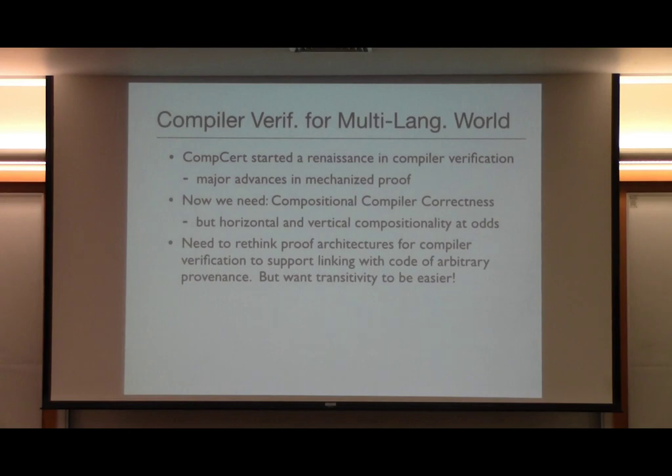I think the last bullet is really the only one that needs to be said. We need to rethink proof architectures for compositional compiler correctness so that we can support linking with arbitrary code, but allow programmers to reason in their language, I think.